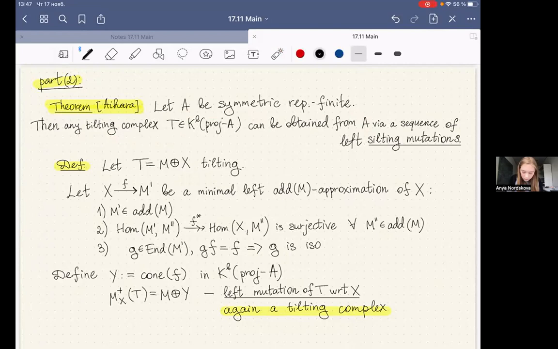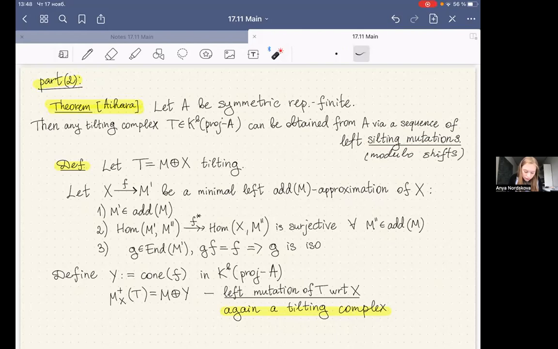modulo shifts. So if you want to exclude shifts, you need to consider tilting complexes generated in non-positive degrees. I will remind you what a silting mutation is, since I'm reminding everything today. And I'm calling them silting mutations because in general this is the name, but as I already mentioned, for symmetric algebras, silting is the same as tilting.